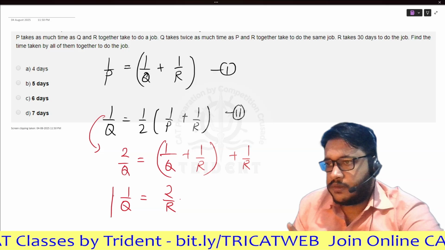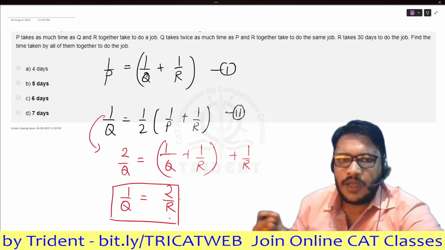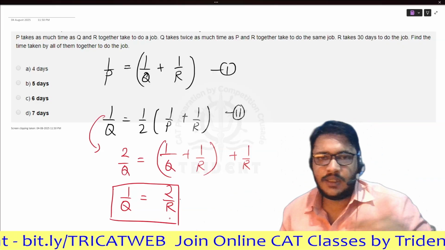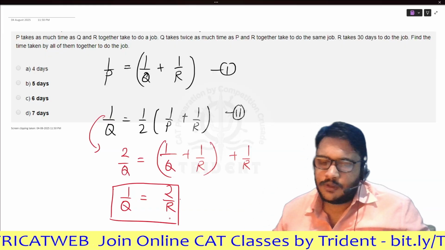1 by Q is equal to 2 by R. Now this is an equation; you can say that the ratio of R to Q is 2 is to 1. That means R is twice as efficient as Q, and so on. But I would say that just hold on for a while.